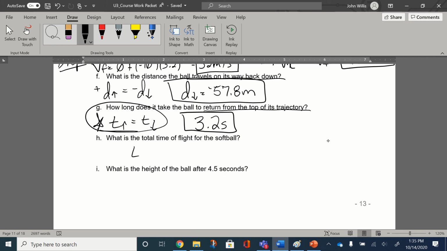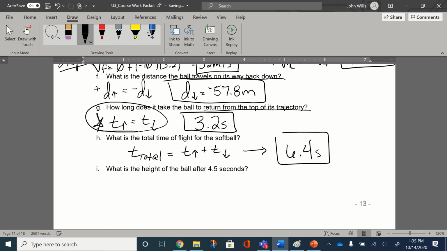If you want the total time, I guess technically you could write this out as an equation. Really, all I'm looking for is that you added 3.2 to 3.2 to get 6.4. That's good enough for me.